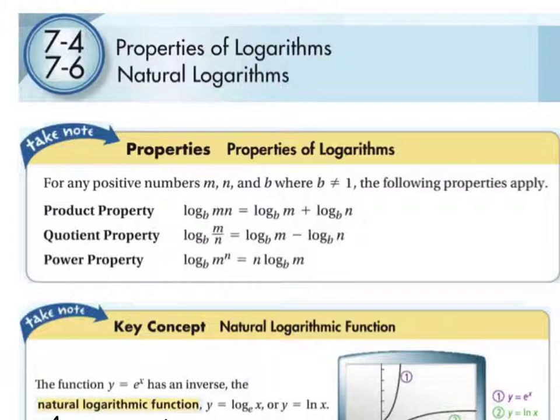Okay, that's the product property. We have one for the quotient as well. If we're dividing, if we have log base b of m divided by n, we can break that into two logarithms as log base b of m minus log base b of n. And our last property is the power property, which says if we have log base b of m raised to the n power, that exponent can be moved out in front and become a coefficient of the logarithm. So log base b of m to the n power is the same thing as n times log base b of m. All right, so there's our three properties.